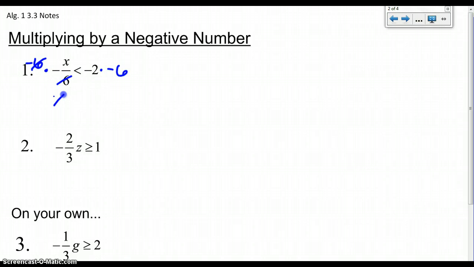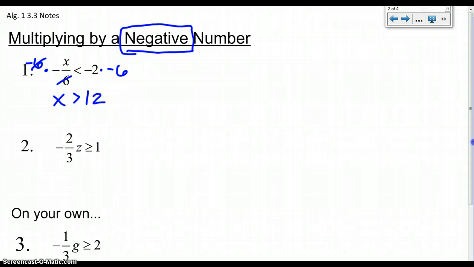So x, and when you times by a negative number, remember, we have to switch our inequality sign. So then x now will be greater than, and negative 2 times negative 6 is 12. So that is our inequality.